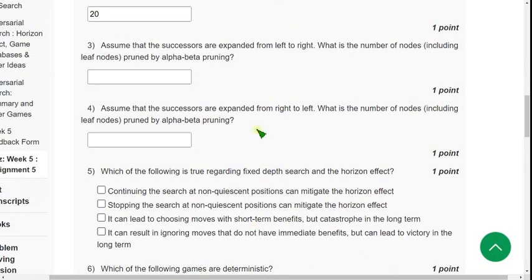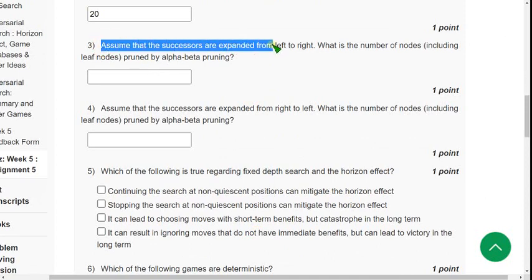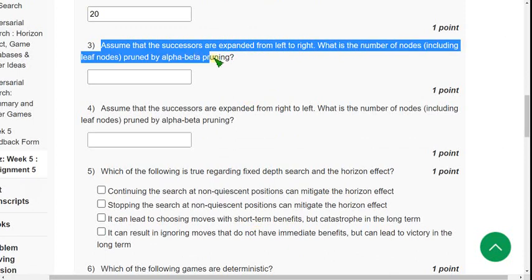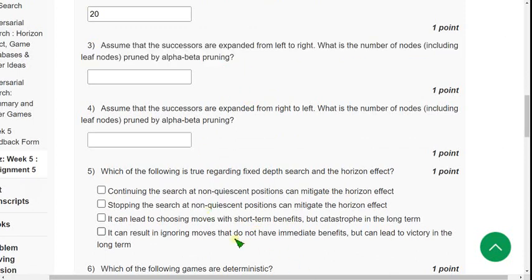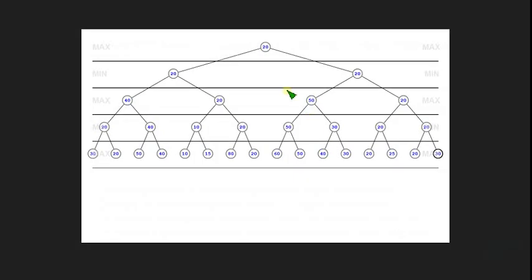And moving on to the third one, assume that the successors are expanded from left to right. What is the number of nodes pruned by alpha beta pruning? So let's see another picture. If you see here, by alpha beta pruning we will get it like this. So if you see here, these three nodes are pruned.